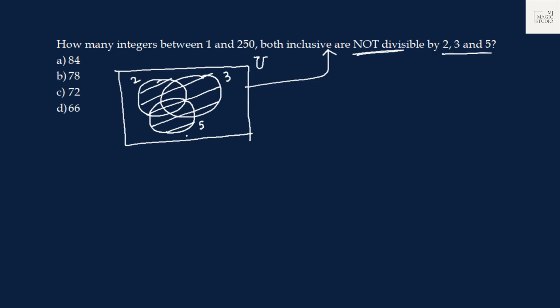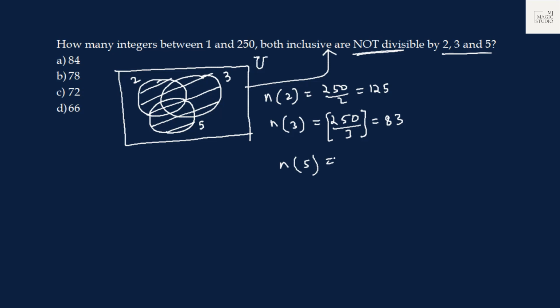Now we need to find the values of these sets. How many numbers are divisible by 2? 250 by 2, that is 125. How many numbers are divisible by 3? 250 by 3. Just we need to find the floor function of each. We are not finding the remainders, only the quotient. 250 by 3 will give us 83. N5, number divisible by 5. 250 by 5 is 50.